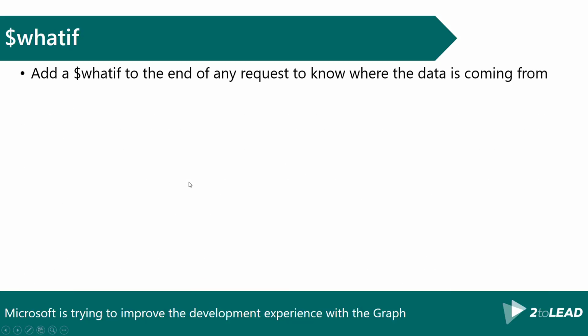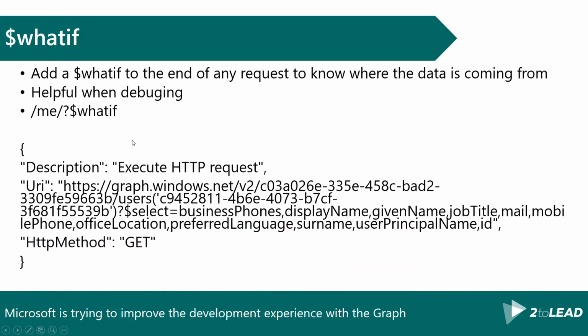The $whatif is actually super interesting. It tells the Graph, okay, thank you for giving me the data, but I also want an explanation on what's going on, where is the data coming from, and what steps you went through to get me that data. So it's super useful for debugging scenarios and developers. How it works: for any request you append question mark $whatif, and you will get a description of, for example, here we are getting on /me, so we want the profile for the current user, and that's actually because the Graph is not storing anything all the time, it's reaching to the subsequent workloads.